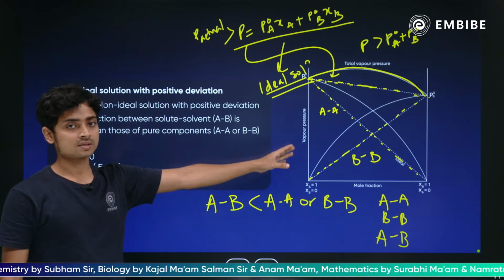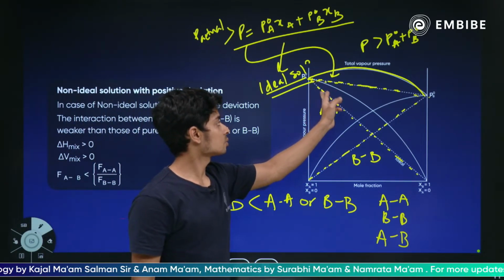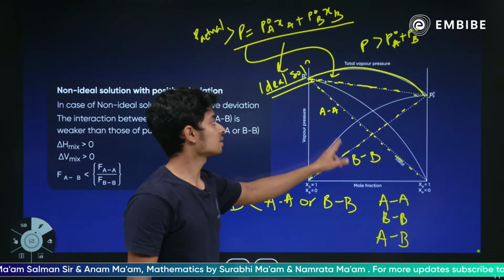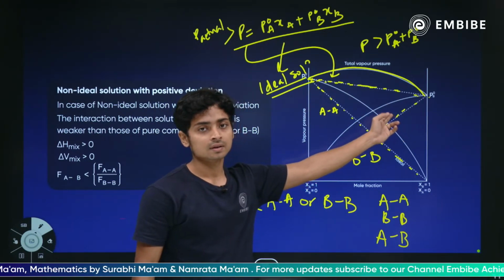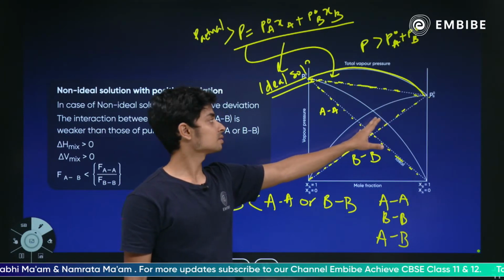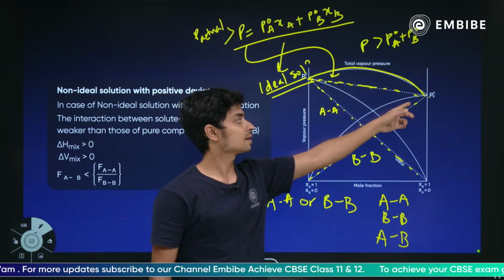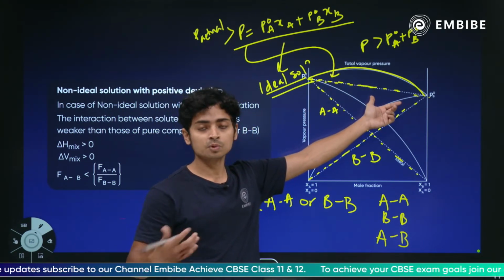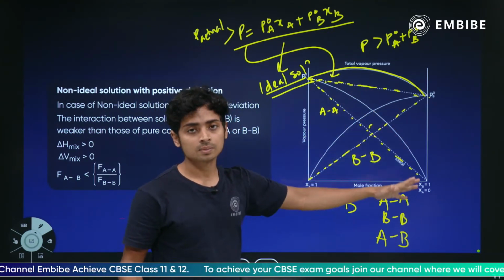Harshit, I hope this is clear, that if A and B had formed an ideal solution, this would have been a straight line, BB would have been a straight line, and AB would also have been a straight line. This diagram is important. Just remember that in a positive deviation the total pressure will be greater than if both of them formed an ideal mixture. In the next slide we'll learn about negative deviation.